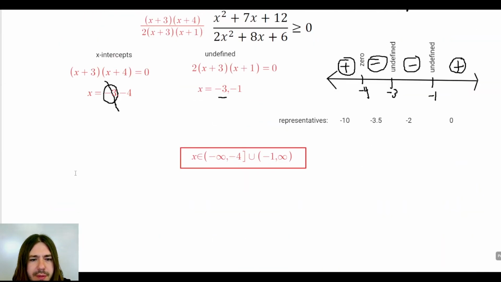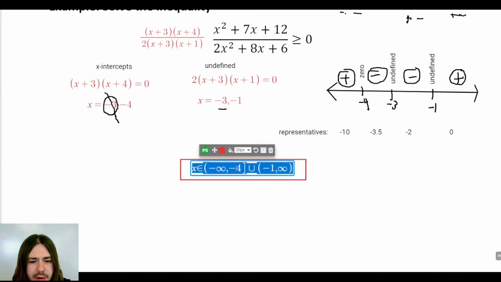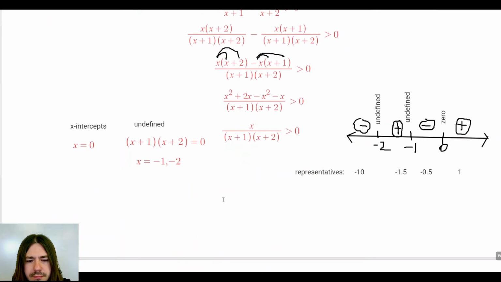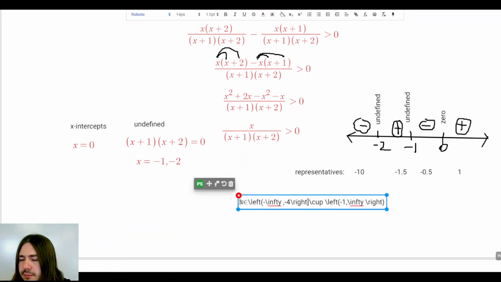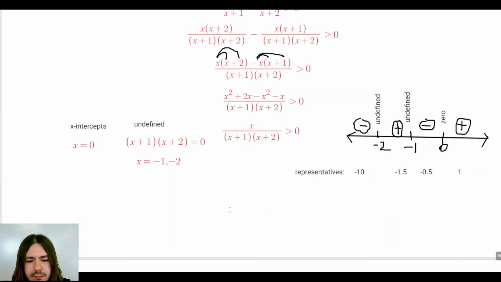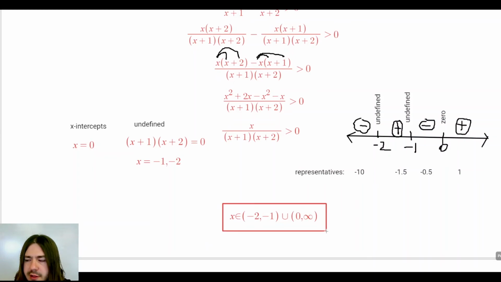Okay, so let's go ahead and write our solution set for this one. So this will be in between -2 and -1, and both of those will be exclusive. And then from 0 to infinity. All right, so there's our answer for this one.